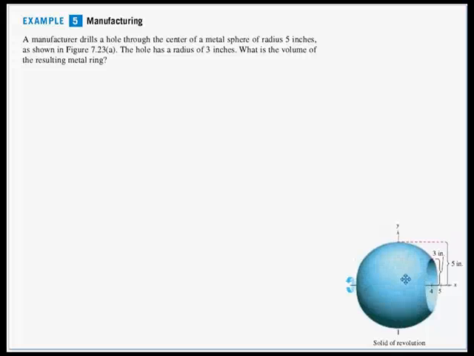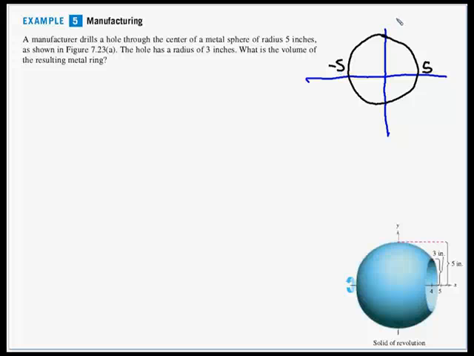So here's a nice little 3D picture of it. Now imagine we want to take a knife and slice that open right along the X and Y axis. So, just a quick sketch here. Here's our X and Y axis. If we're looking at this as two-dimensional, here's our circle, and it goes from 5 to -5, 5 to -5 on the Y axis also. And we want to find the volume of that metal ring.